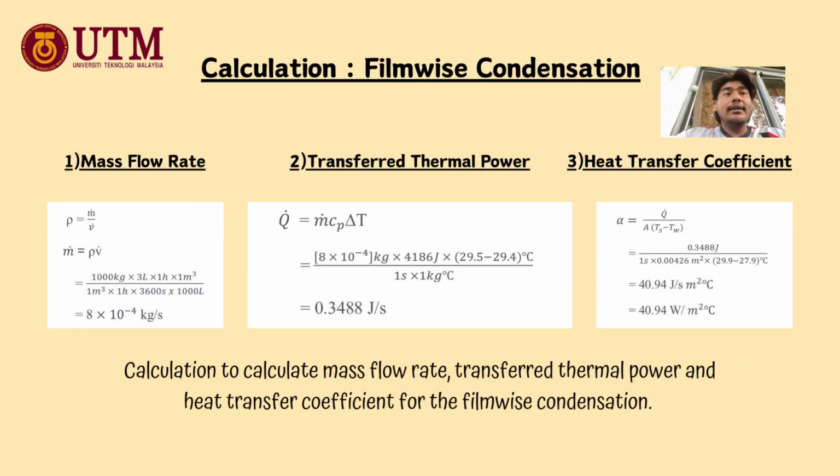The next part is the calculation part. First, we have the calculation of the film-wise condensation. We have 3 formulas that we use in this experiment. First, the mass flow rate, second, the transferred thermal power, and third, the heat transfer coefficient. These are all the formulas that we use to calculate the mass flow rate, transferred thermal power, and heat transfer coefficient for the film-wise condensation part.